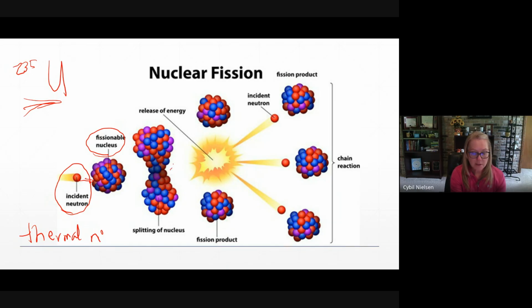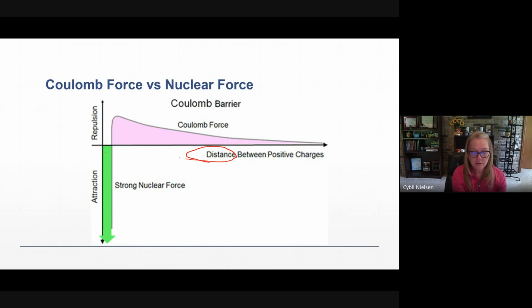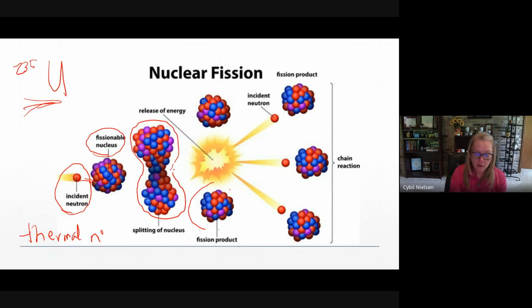When that happens, the nucleus elongates, and what we're doing is introducing distance within the nucleus. And we know that when we introduce distance, Coulomb force takes over and we have repulsion. Nuclear force breaks down. So now all of a sudden, the nucleus is going to start repelling itself. And when it repels itself, it breaks apart.